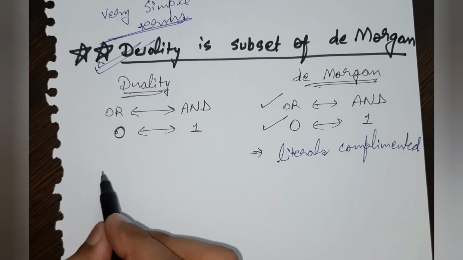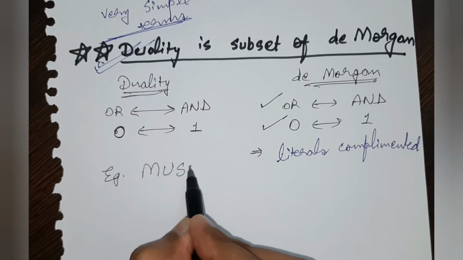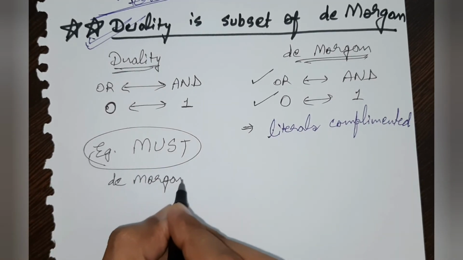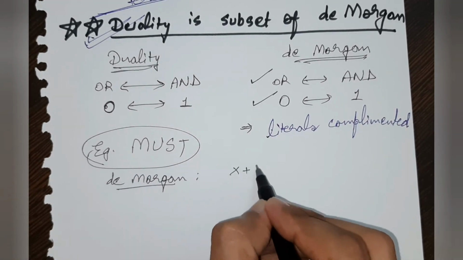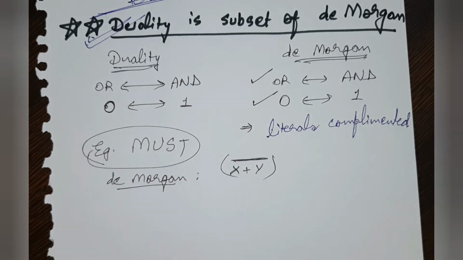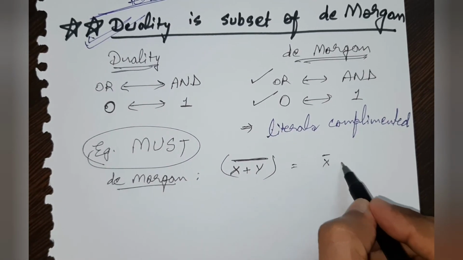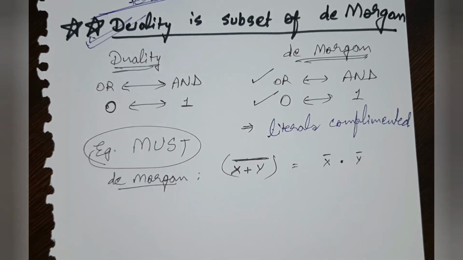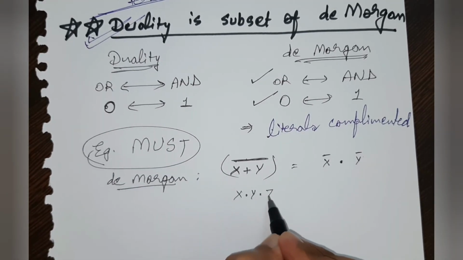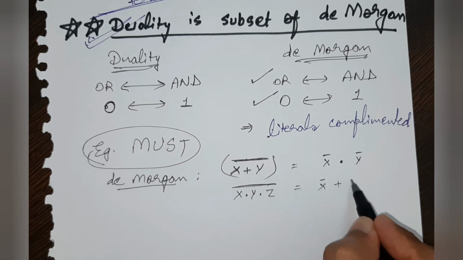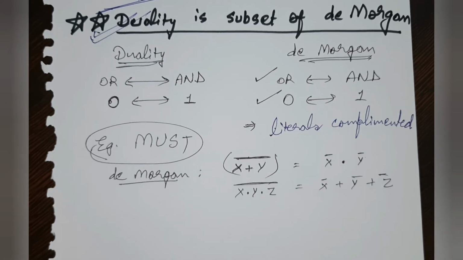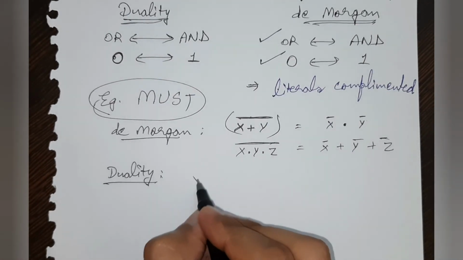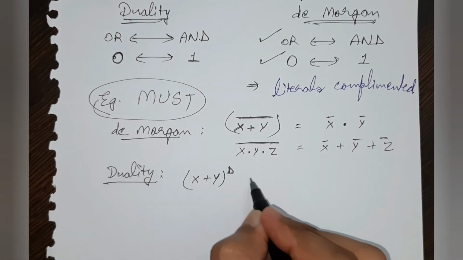Now having explained what is duality and De Morgan, I think an example needs to be discussed for each of them. So first let us consider a De Morgan example. Consider this x plus y whole bar. So it can be written as x bar dot y bar. For plus operator, the complement is dot operator. If we are given x dot y dot z whole bar, it can be written as x bar plus y bar plus z bar. Now consider an example for duality.